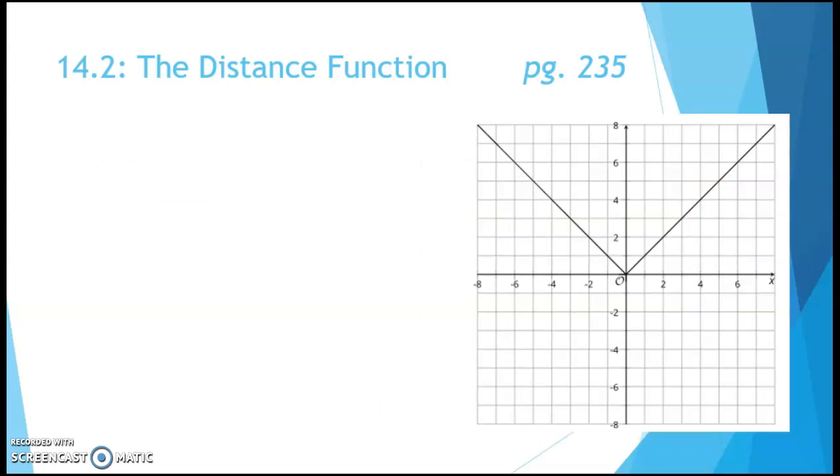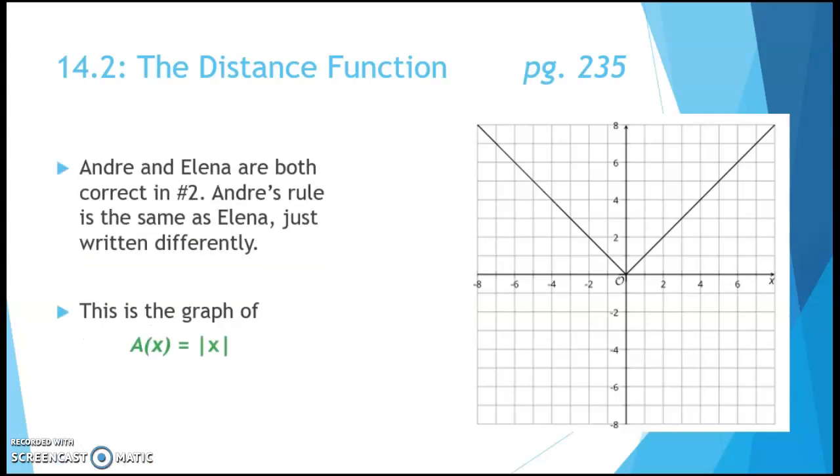So here's what your graph should look like when you've connected the dots. This is the graph of the absolute value function. This is what I'll call our parent graph.